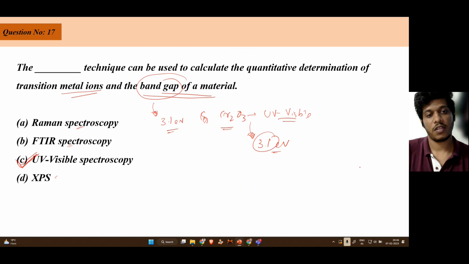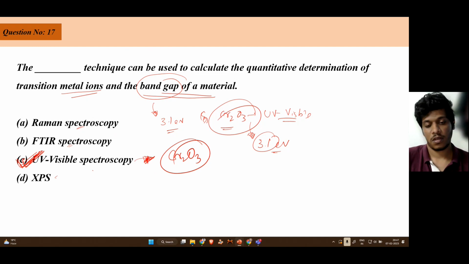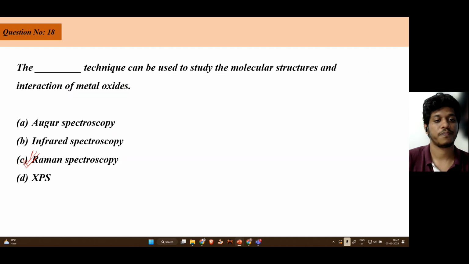Now, the next question was, the dash technique can be used for the quantitative determination of transition metal ions in the material. The answer for this was UV-visible spectroscopy. I was explaining with an example of Cr2O3. Suppose you have the material Cr2O3 and you need to calculate the band gap of this. You can perform UV-visible spectroscopy to get the band gap. Once again, we'll be discussing this in detail in further lectures.